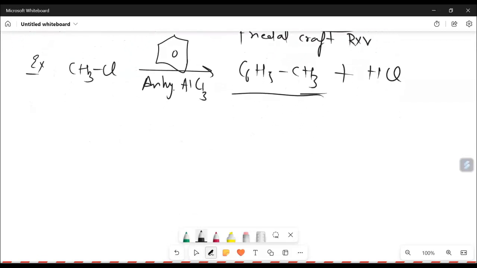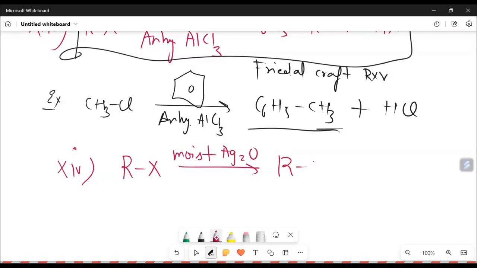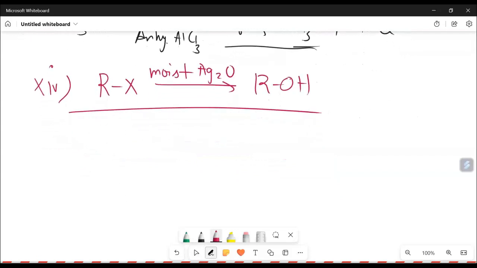Now the next reaction we are going to discuss is also very important. This is reaction number 14, and the reaction goes like that. R-X reacts with moist Ag2O. It will form alcohol directly. Again, no byproduct we are going to discuss in that. Moist Ag2O, it will form alcohol.